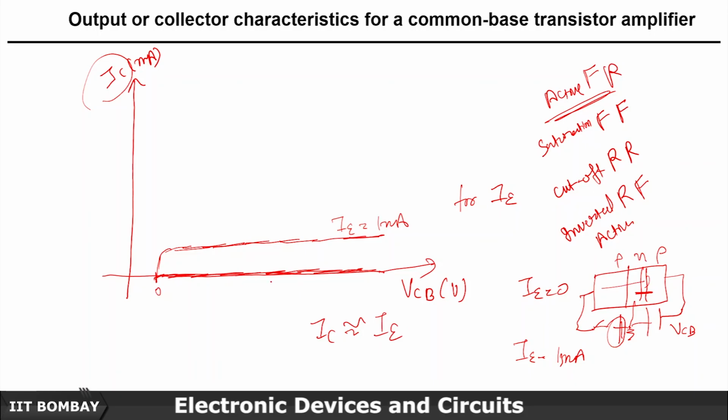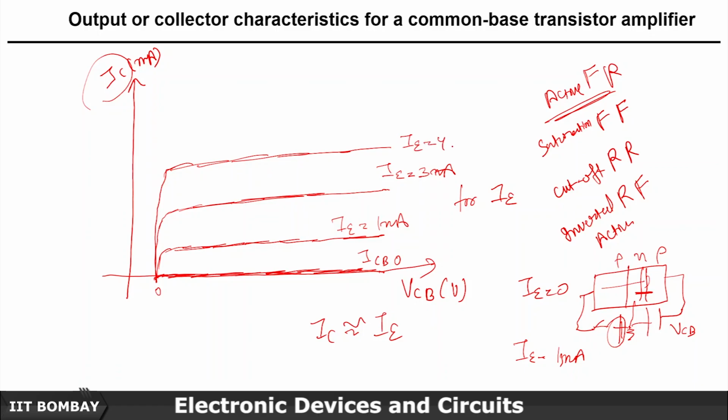In this case, because there is no IE, the only IC here is because of the reverse biased junction, which can be written as ICBO, where O stands for open circuit. Similarly, if you increase IE further, it will again be a straight curve, whatever it is, IE 2-3 milliampere, IE 5 or whatever. So that's the basic characteristics.